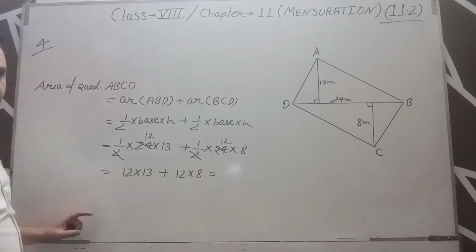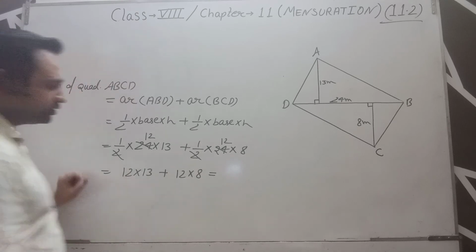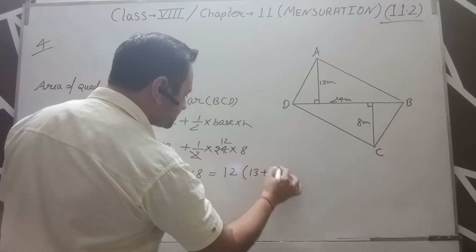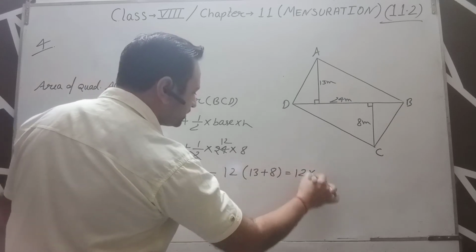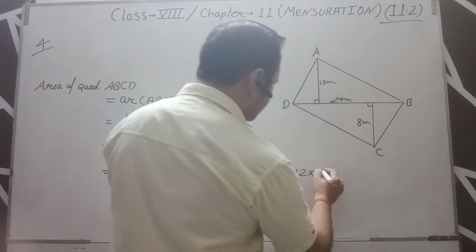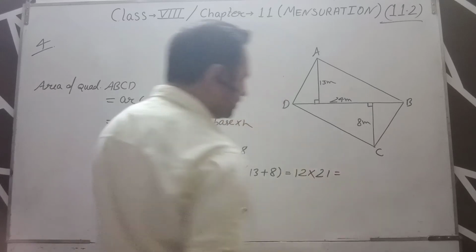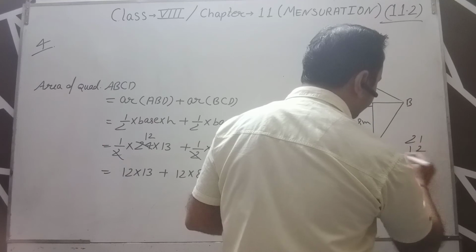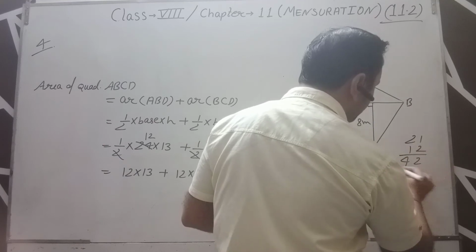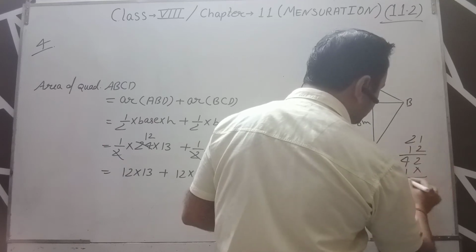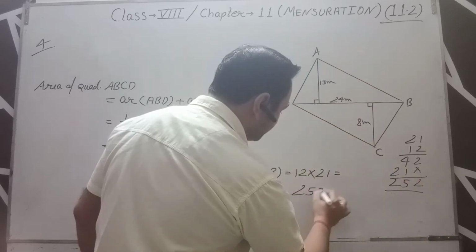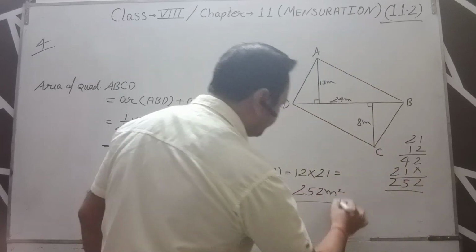We can take 12 as common using the distributive property, and in the bracket 13 plus 8. 13 plus 8 means 21, and now multiply 21 by 12. 42 and 21 means 252. So the area is 252 meter square.